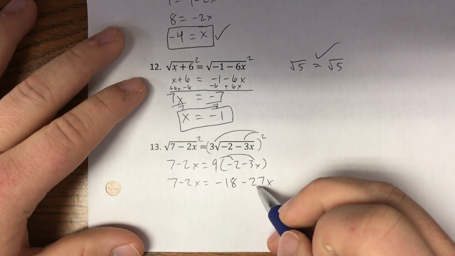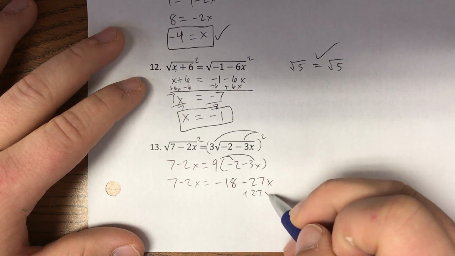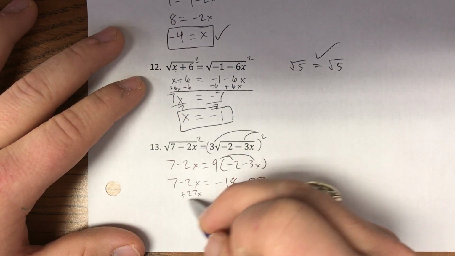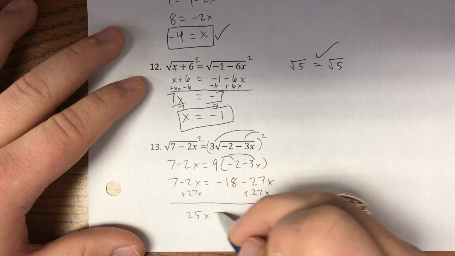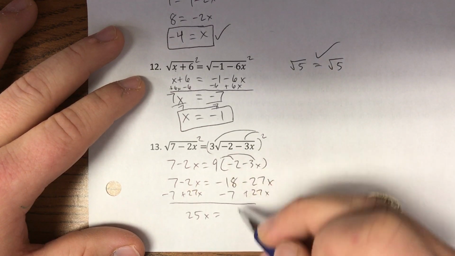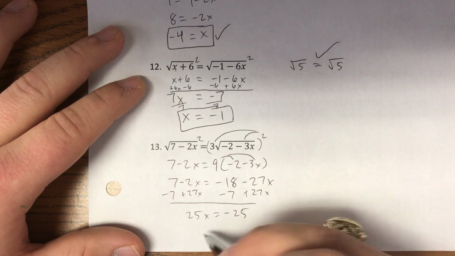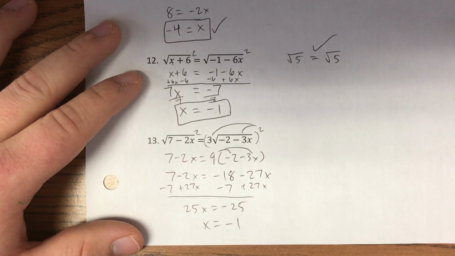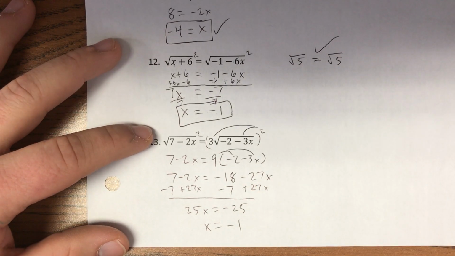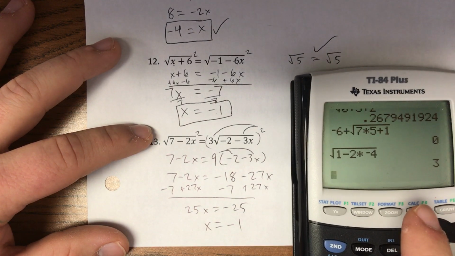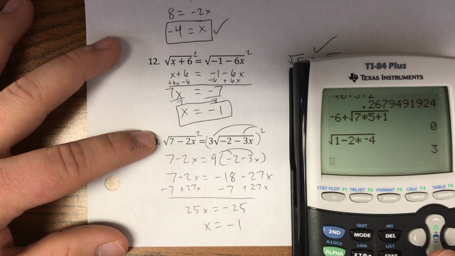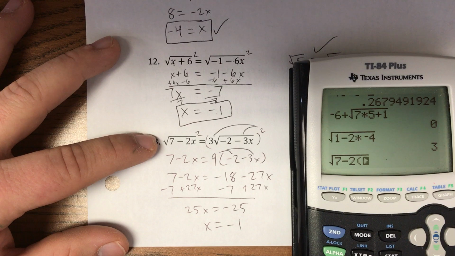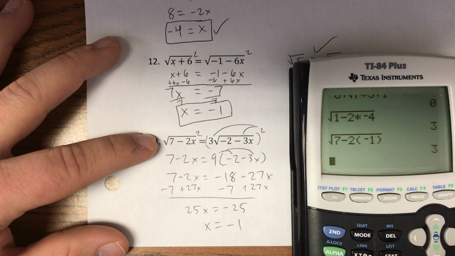And then I'm going to add 27x over here, which makes this 25x. And I'm going to subtract 7 over here, which makes that -25. So x equals -1. And then again, checking it. I'll just do this one in the calculator. Make sure they're equivalent. Square root of 7 minus 2 times -1 is 3.